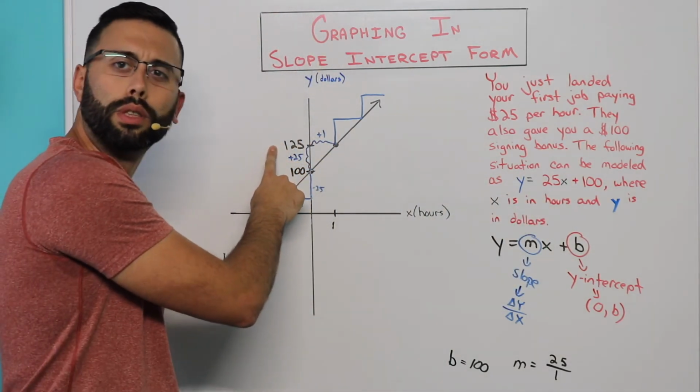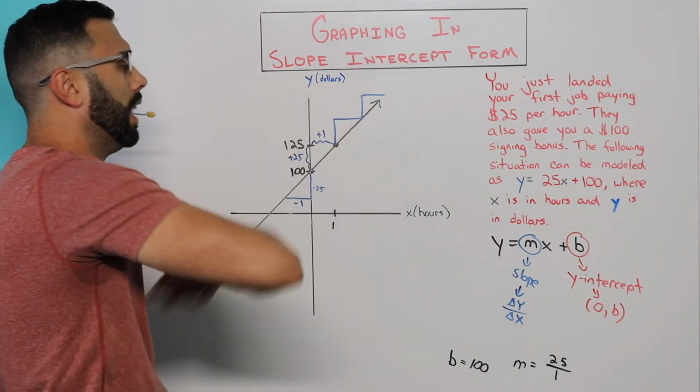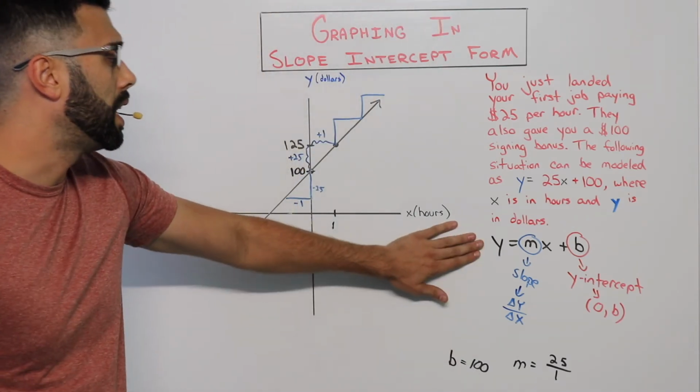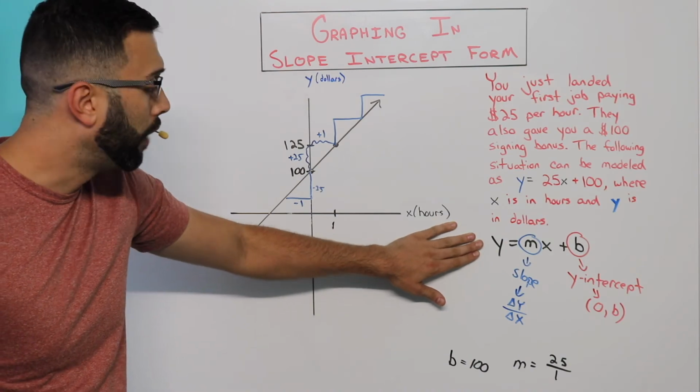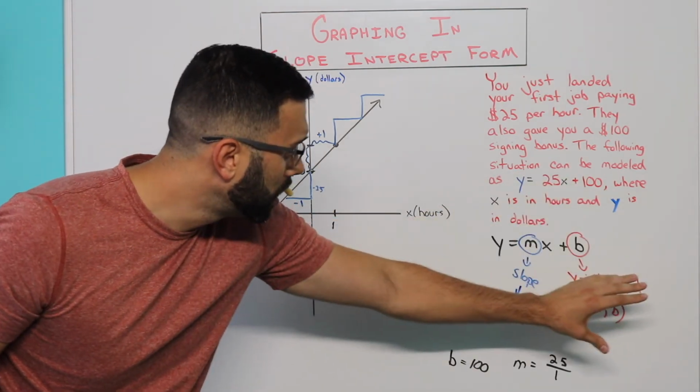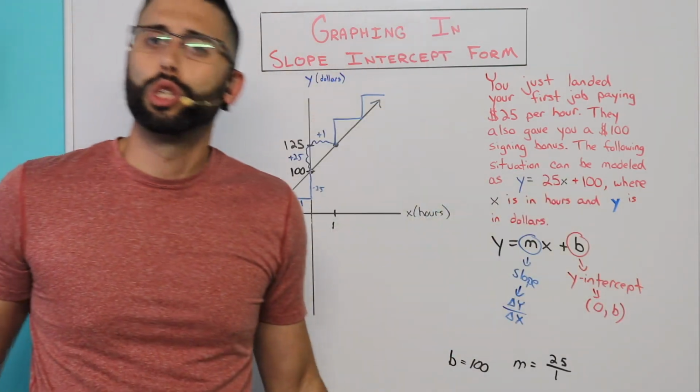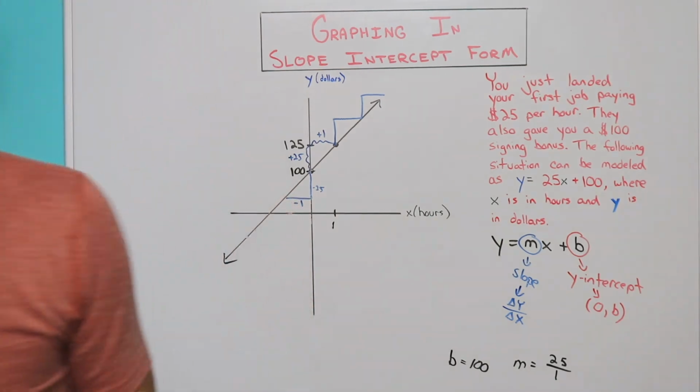Woo! I love some slope-intercept form. It makes graphing lines easy. So just take a minute. You can always rewind the video, freeze it right here, and take a look at this. But that is how we graph in slope-intercept form.